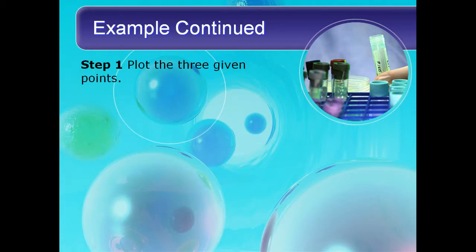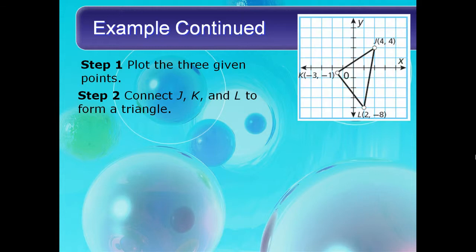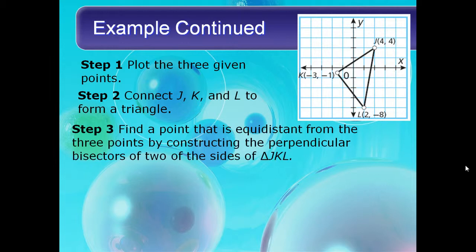Well, let's break this into steps. First of all, we want to plot the 3 given points. Then we're going to connect J, K, and L to form a triangle. So we have our 3 points, and we've made a triangle. Step 3, we're going to find a point that is equidistant from the 3 points by constructing the perpendicular bisectors of 2 of the sides of triangle JKL.